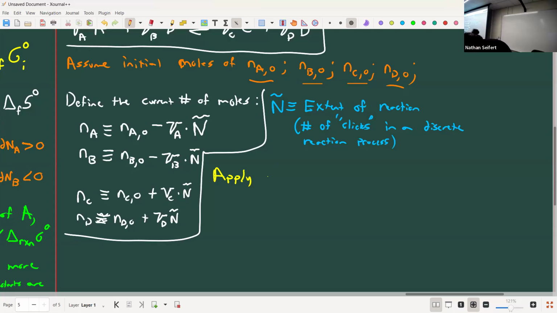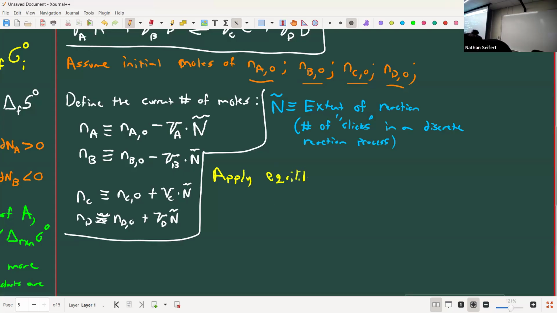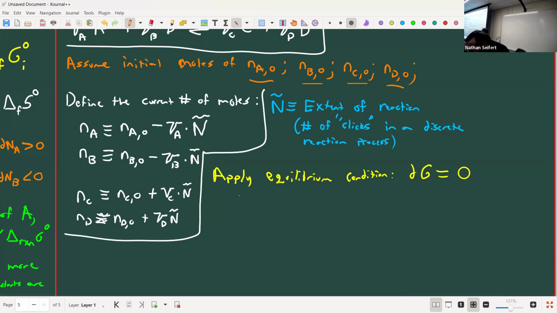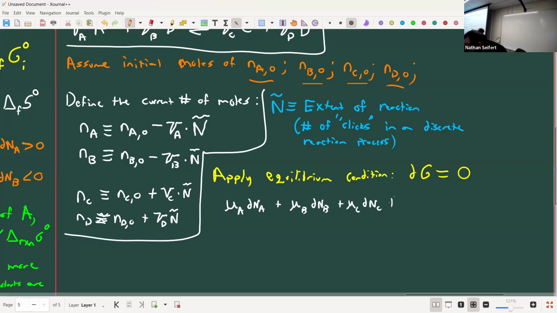Right, so that we can apply the equilibrium condition, which is that dG, or delta G, however you want to think about it, is equal to 0. And that just means that mu A dn A plus mu B dn B plus mu C dn C plus mu D dn D is equal to 0.